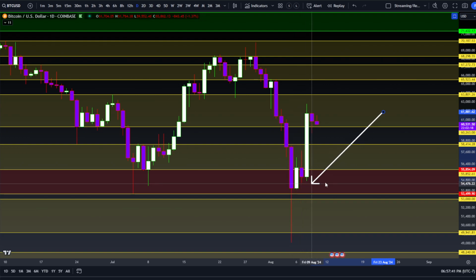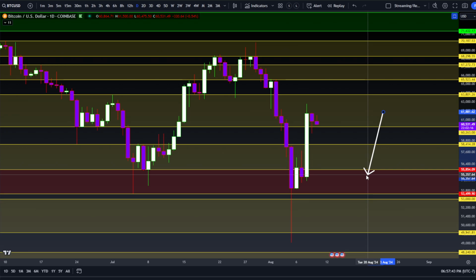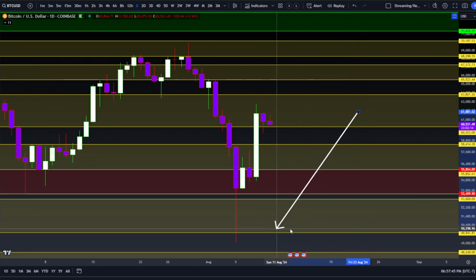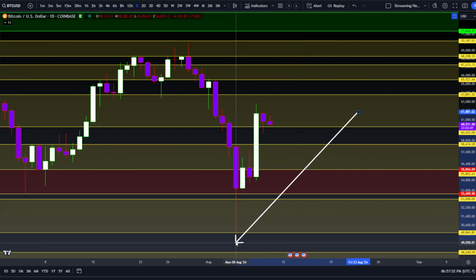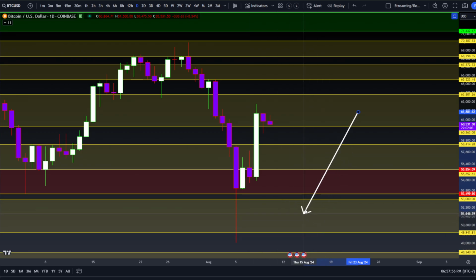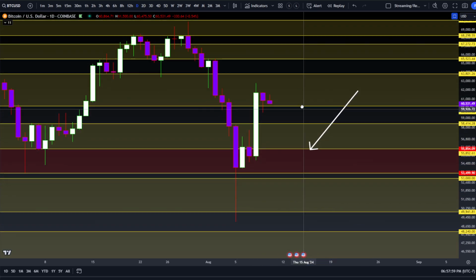If that is dropped, we're looking to the bottom side of the zone at 53.5. Anywhere below there, I'm looking for distribution target 1, which is 53 to 50 again. Anywhere below 50, I'm looking for the actual low of this current move at $49,000 to get run into, possibly that monthly down there, which is the $48,000.